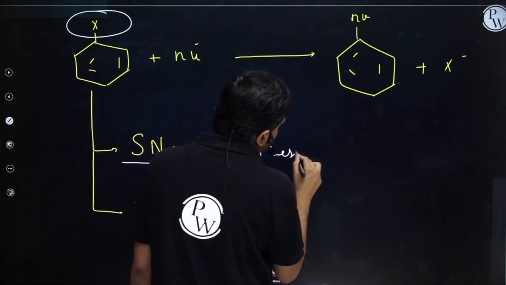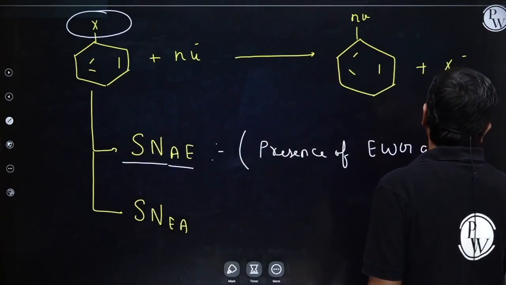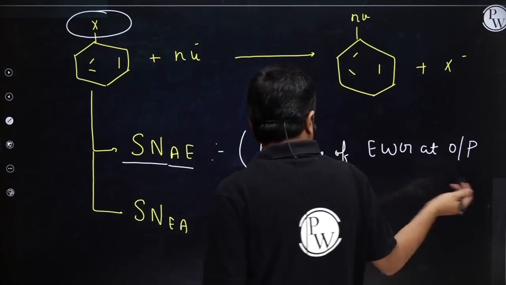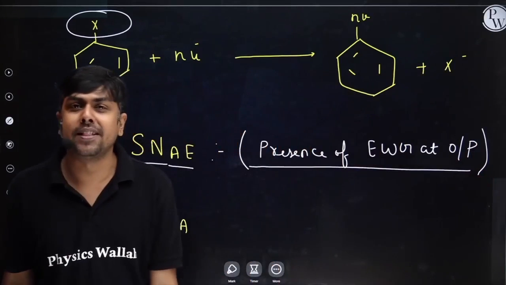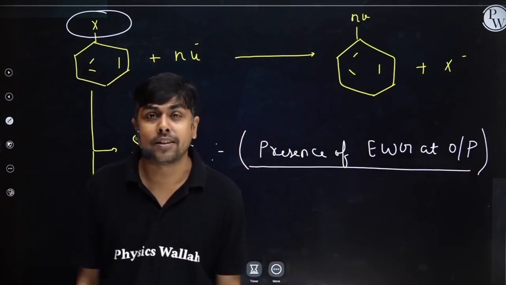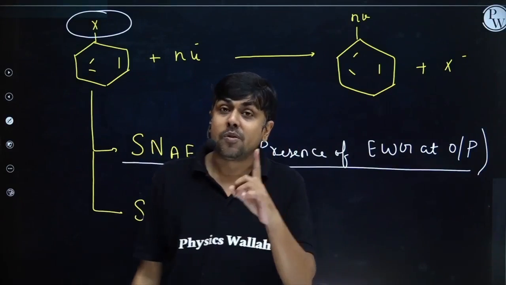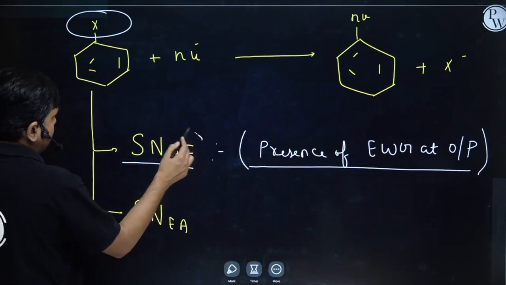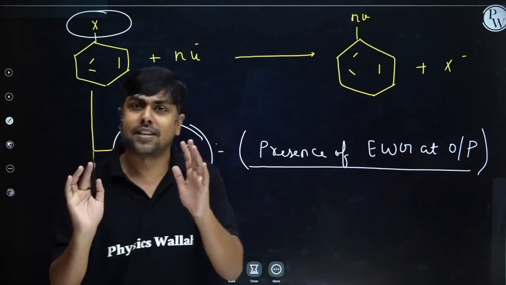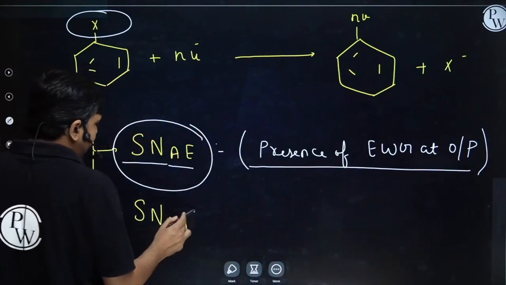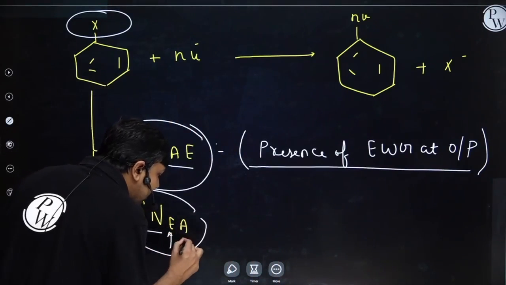Am I clear? SNAE. Student, for this SNAE reaction to occur, the presence of an electron withdrawing group at the ortho and para position is mandatory. If I am having a halobenzene, and if at the ortho and para position a strong minus I group or minus M group is present, then only the reaction will occur via this pathway. Am I clear? SNAE pathway. How does this reaction occur? We'll see.